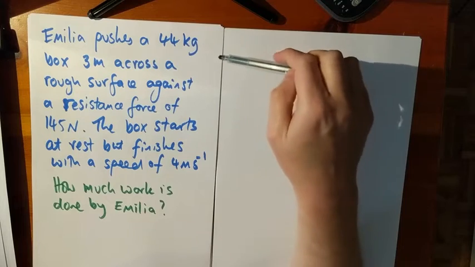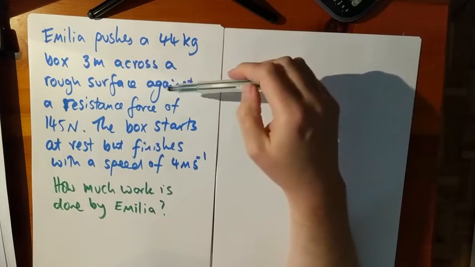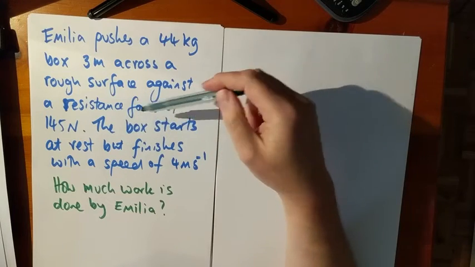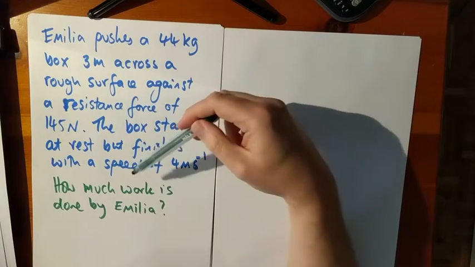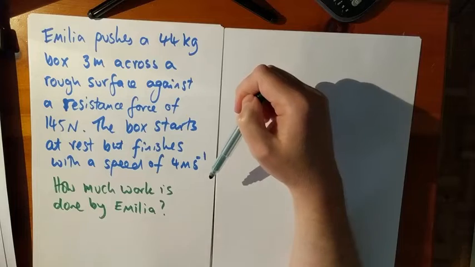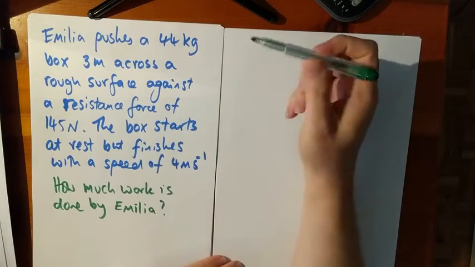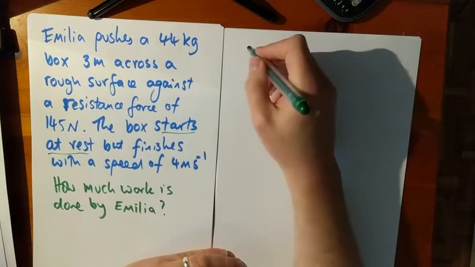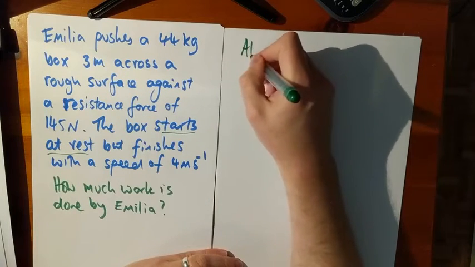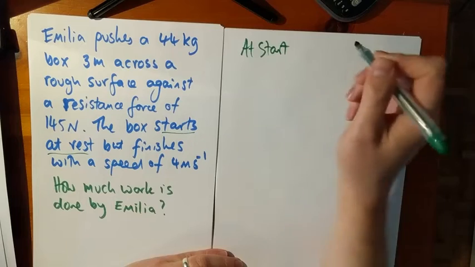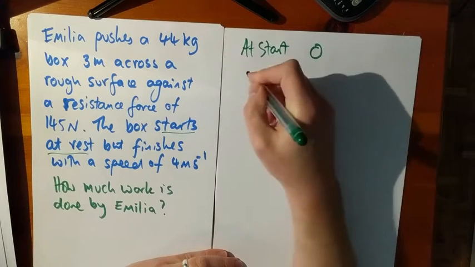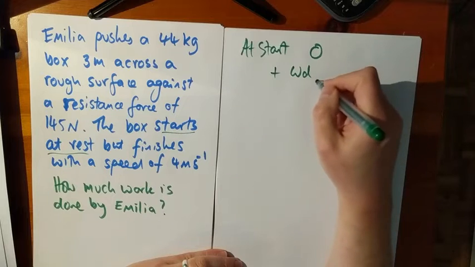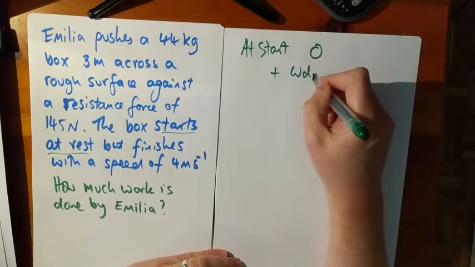So Amelia is pushing a 44 kilogram box 3 meters across a rough surface, and there's a resistance force of 145 newtons again. The box starts at rest but finishes with a speed of 4 meters per second. How much work is done by Amelia? So at the beginning, because it starts at rest, we have no energy. Then we have the work done by Amelia, which is what we're looking for.